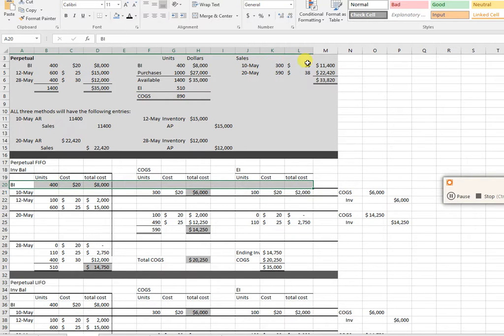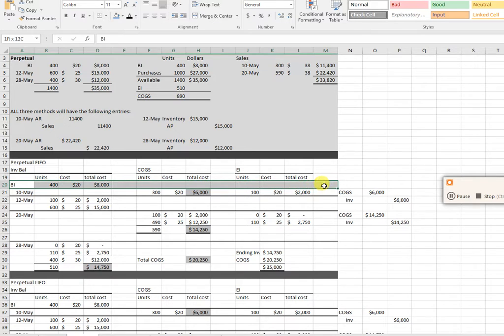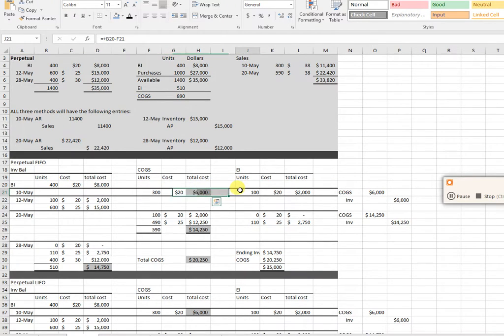I sold 300 at 38, but the 38 is the selling price. I need to know what they cost. So remember, I've already recorded my accounts receivable sales at the 11,400. I'm worried about the cost of goods sold inventory entry. So I have first in, first out. I only have one level right here. 400 at 20 is the only thing I'm looking at because it's the only inventory I have. So I sold 300 of the 400, leaving 100. So 400 minus sold is ending inventory. Notice the 6,000 and the 2,000 equals the 8,000. Inventory is either sold or still here. This amount is sold. This much is still here.